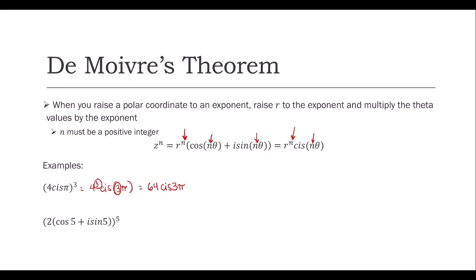Then we have 2 times cosine 5 plus i sine 5, to the 5th. So that would be 2 to the 5th times cosine of 5 times 5 plus i times sine of 5 times 5. So 2 to the 5th is 32. So we have 32 times cosine 25 plus i sine 25.